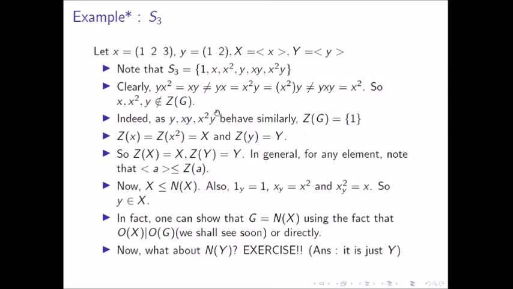So now we come to an example of these special subsets or subgroups using S3. Suppose x is the map 1 goes to 2, 2 goes to 3 and 3 goes to 1. And y is the map 1 goes to 2, 2 goes to 1 and 3 is fixed. Capital X is the cyclic group generated by small x and capital Y is the cyclic group generated by small y. Note that S3 is equal to this set, and under the group operation, clearly yx² is equal to xy, which we already proved, which is not equal to yx. That is, x²y.